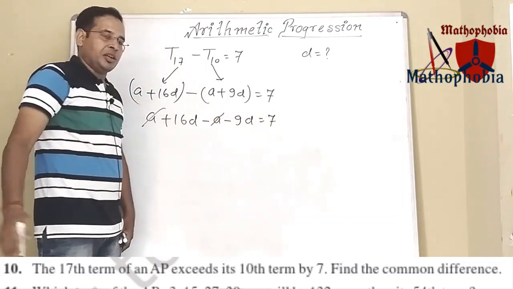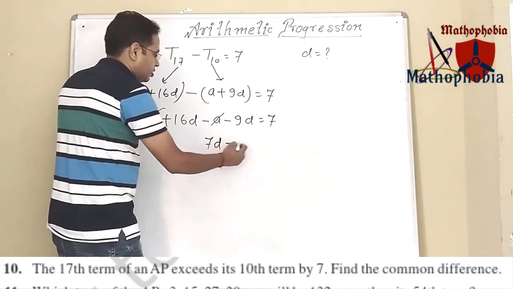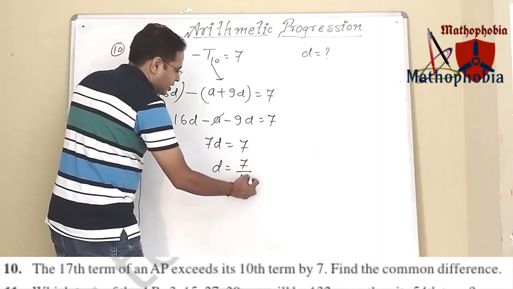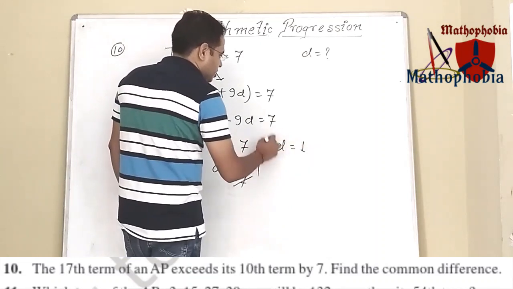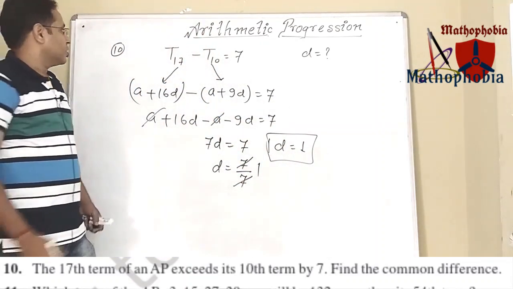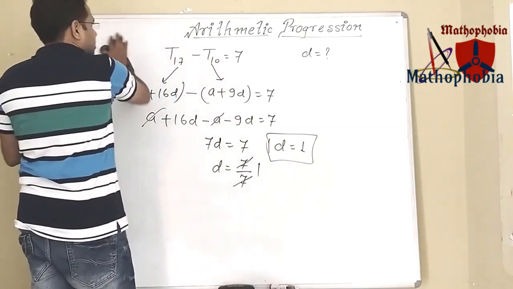16D minus 9D, how much you'll get? 7D equals to 7. So D is equals to 7 upon 7, that is 1. So the common difference of this given arithmetic sequence is 1. So we have got the value of D. Let's move on to the next one, that is question number 11.